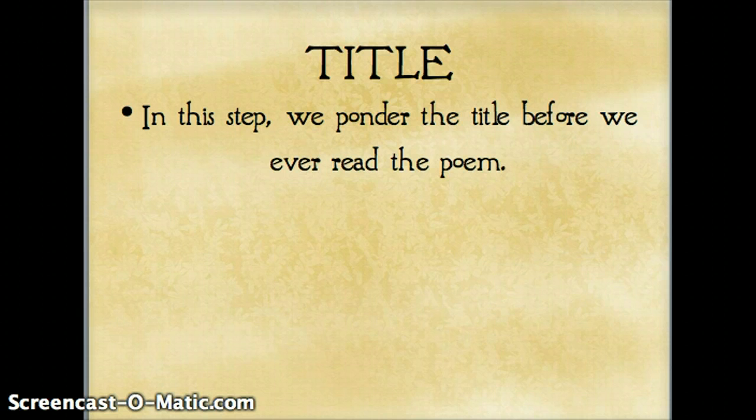And the very first step that we use before we ever read anything in the poem is to ponder what the title means to us on the surface. The title can be key to possible meaning or understanding, and we as good readers should always make predictions about what something we're going to read might be about. Be aware, however, that sometimes titles can be misleading. So this is an initial evaluation, and it may change later on.